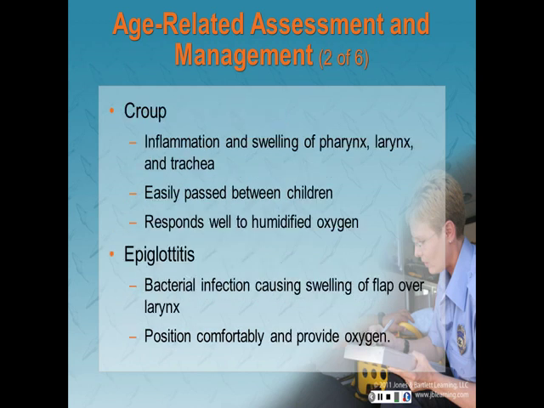Croup. Inflammation and swelling of the pharynx, larynx, and trachea. This is typically seen in children between the ages of 6 months and 3 years, and it is easily passed between children. Croup often responds well to the administration of humidified oxygen.